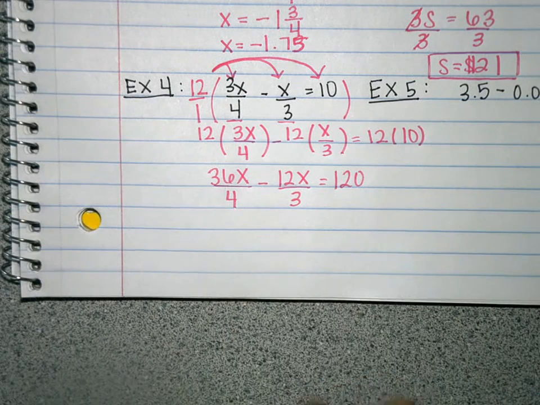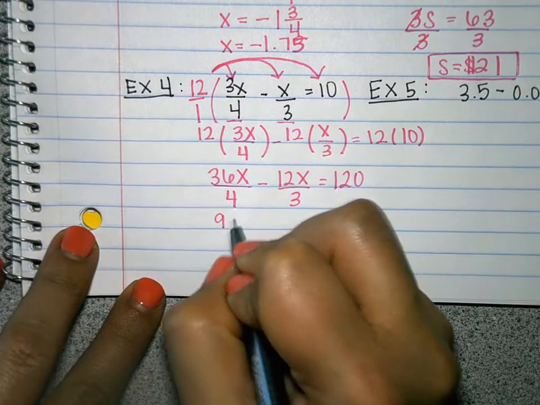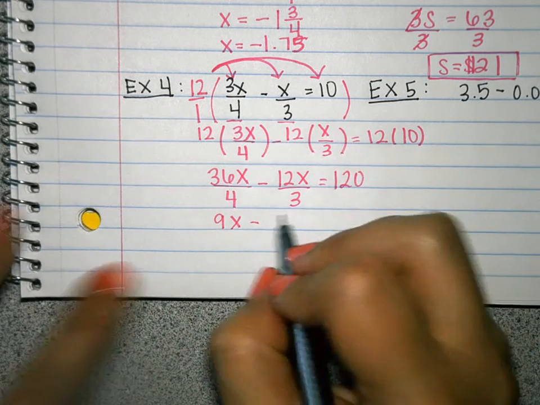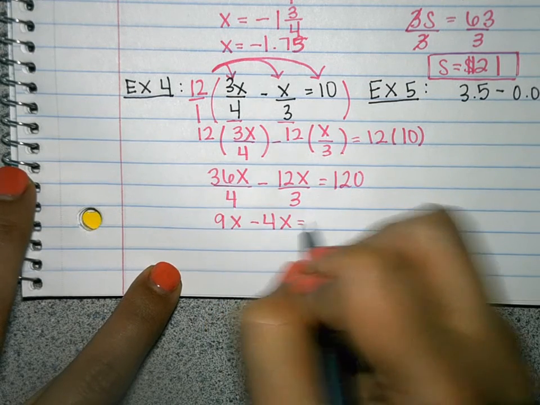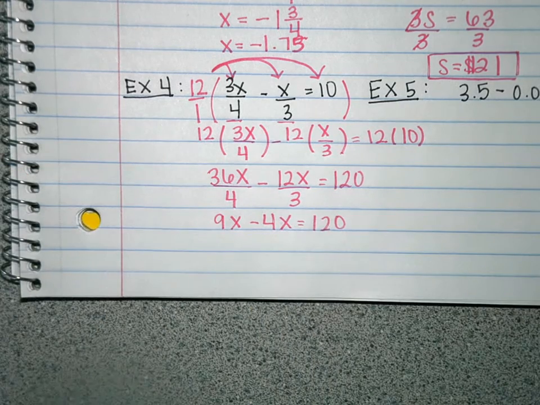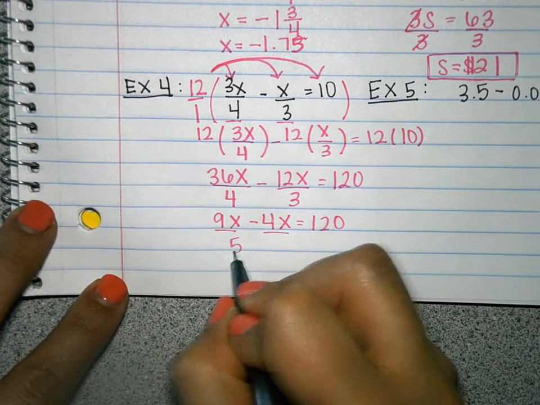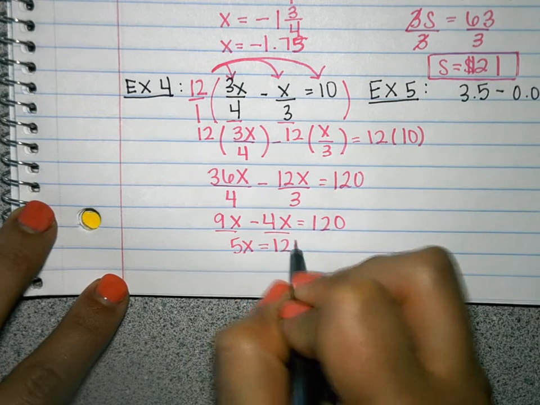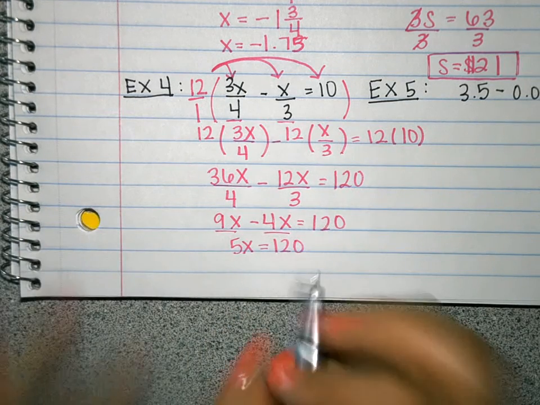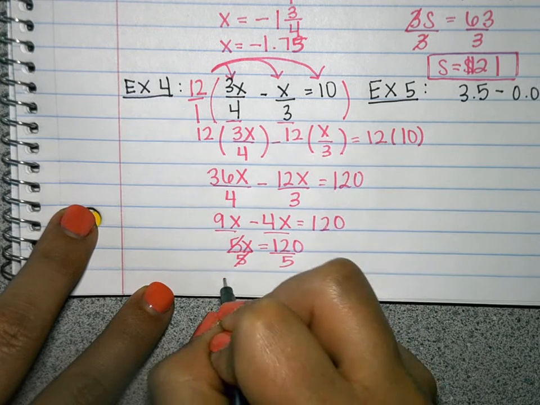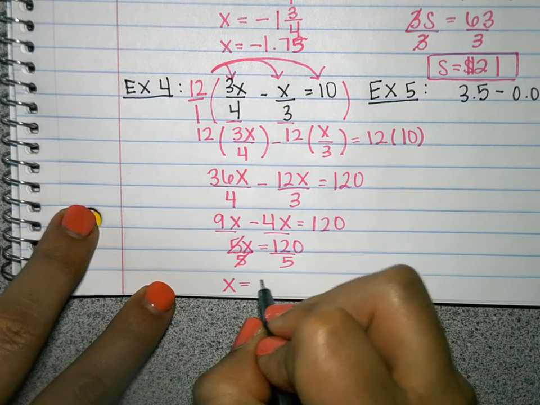4 goes into 36 9 times, so that's 9x minus 3 goes into 12 4 times, equals 120. Combine your like terms, so that's 5x equals 120. And then divide both sides by 5. So you get x equals 24.